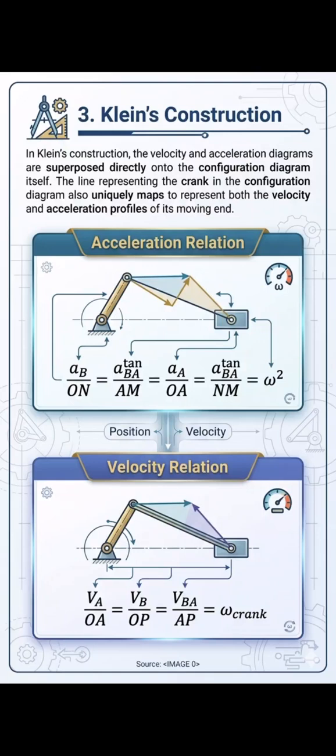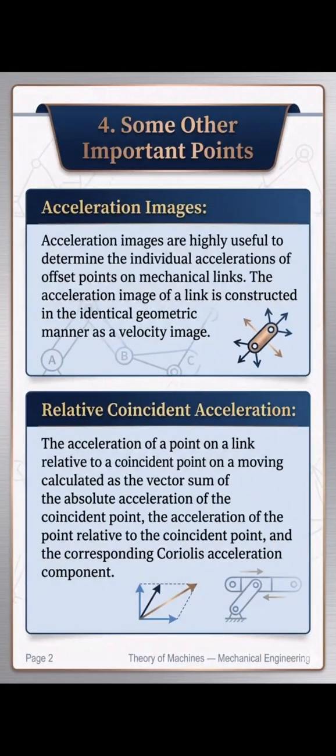Plane's construction. In plane's construction, the velocity and acceleration diagrams are superposed directly onto the configuration diagram itself. The line represents the crank in the configuration diagram, also a unique map to represent both the velocity and acceleration profile of its moving ends. Acceleration images are highly useful to determine the individual acceleration of the offset points on mechanical links.